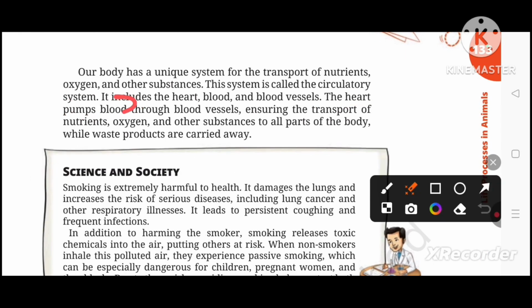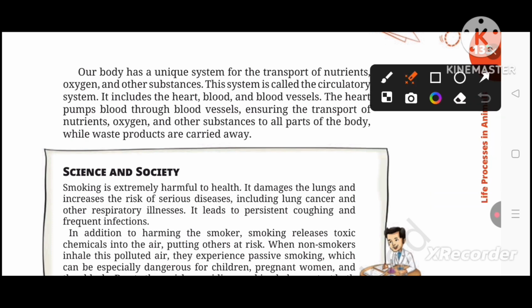The heart pumps the blood through the blood vessels, ensuring the transport of nutrients, oxygen, and food substances to all parts of the body, while the waste products are carried away.